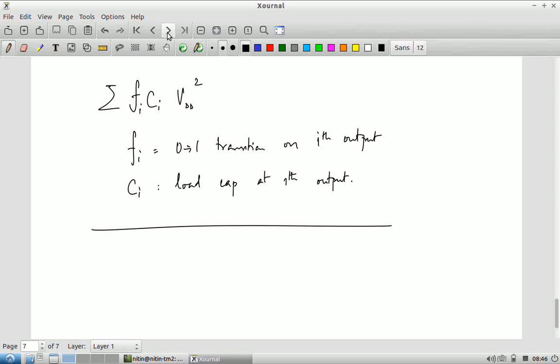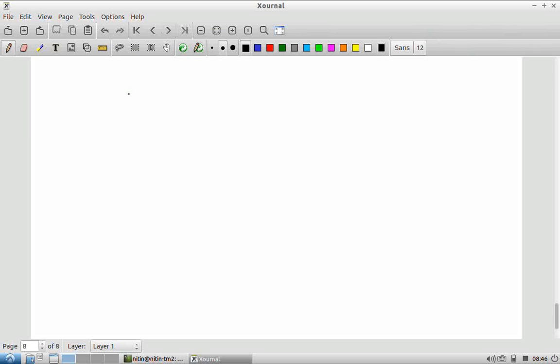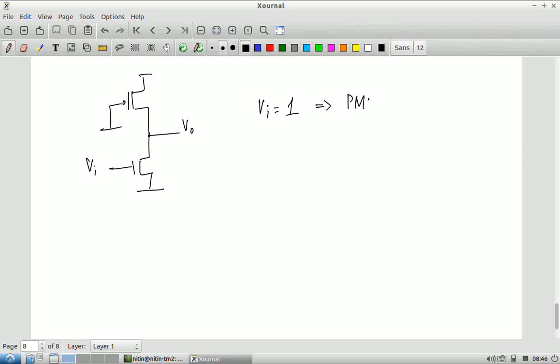What is static power dissipation for a pseudo NMOS gate? Once again, just to remember, this is a pseudo NMOS inverter. When Vi is equal to 1, PMOS and NMOS are both on. So that is a short circuit current.